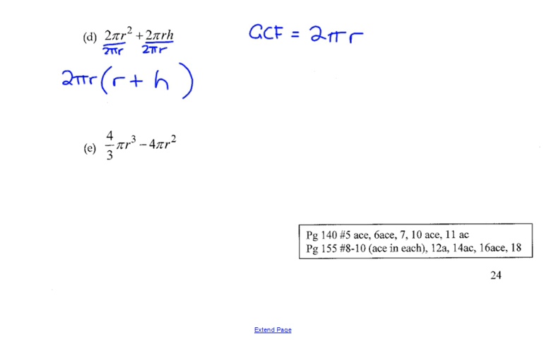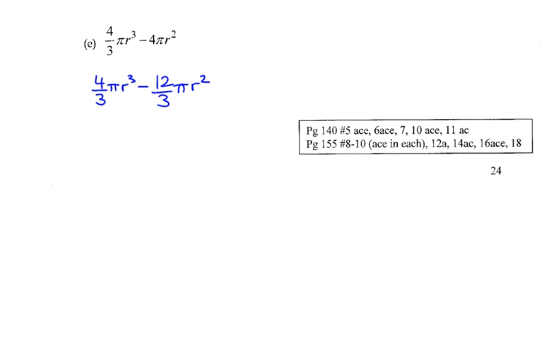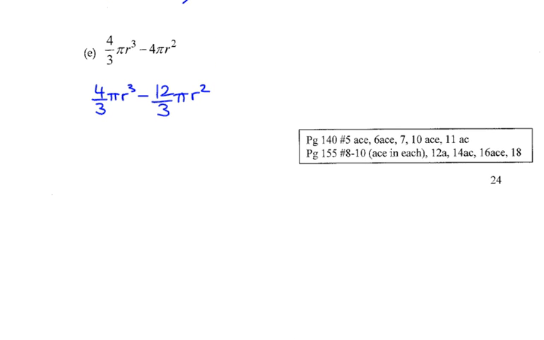Okay, the last one. Now this one's really tough because we haven't dealt with a fraction before. So we want to change them both into fractions with the same denominator. Can we change negative 4 into a fraction with a denominator of 3? What divided by 3 is equal to 4? 12. Yeah. So we're going to write this as 12 over 3 minus 12 over 3 pi r squared. Now this type of factoring is tough when you have fractions, and you use it mostly in calculus, actually. So how do we factor something like that?